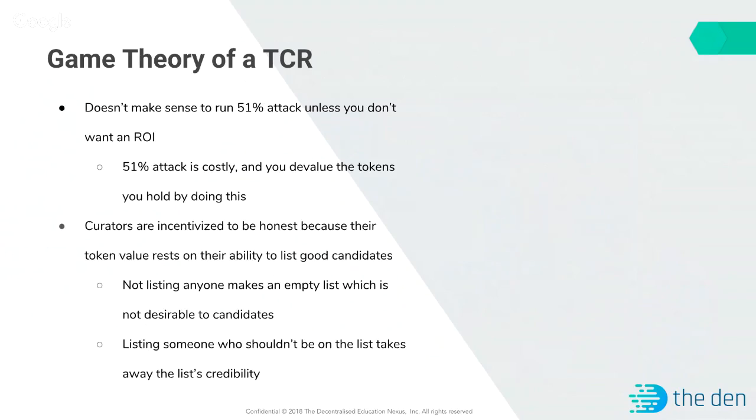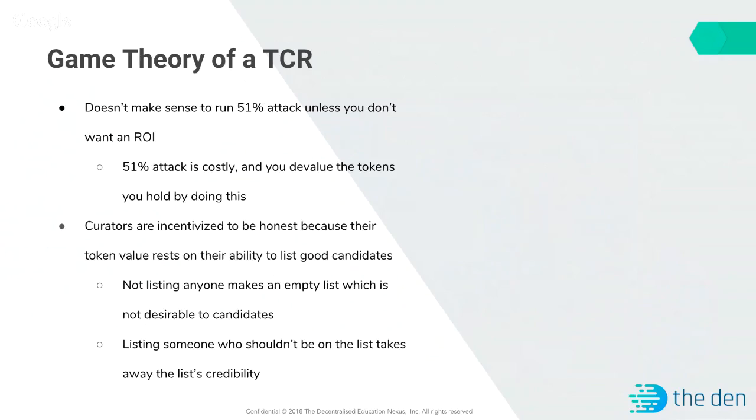Well, now if you start listing businesses on your TCR that aren't really credible, the value of your tokens drops, because your TCR will be less desirable for other businesses to get listed on. And the only way that you make money as a curator is if other businesses are buying your tokens. And no one's going to buy tokens to take part in a registry that's crappy. So essentially, curators are incentivized to be honest because their token value rests on their ability to list good candidates.